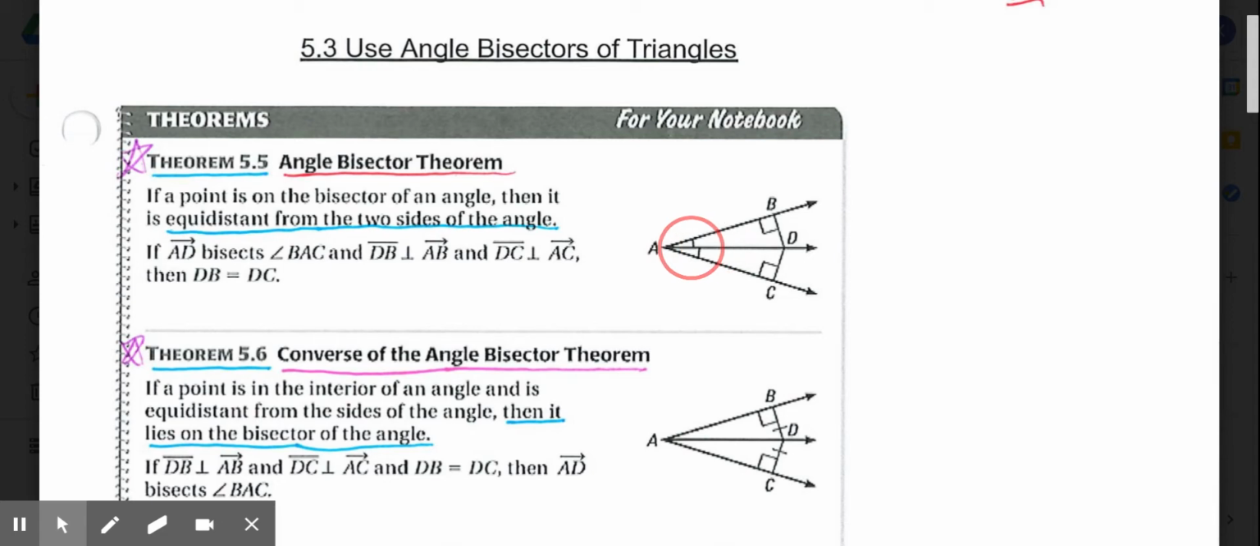So in this case, if AD is bisecting angle BAC and DB, this segment, is perpendicular to side AB, and if segment DC is perpendicular to side AC, then we know the distance from B to D is equal to the distance from C to D. So D is equidistant from B and C. So any point along AD would be the same distance to each side.